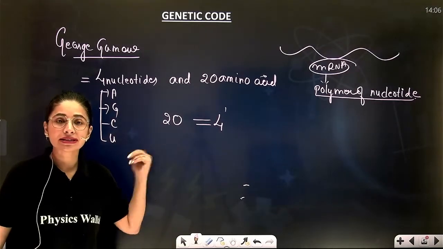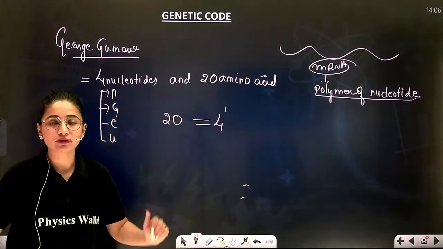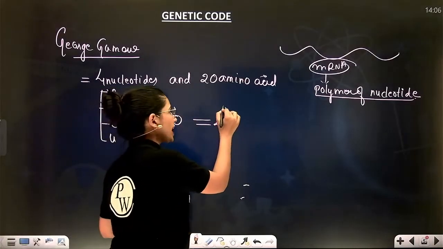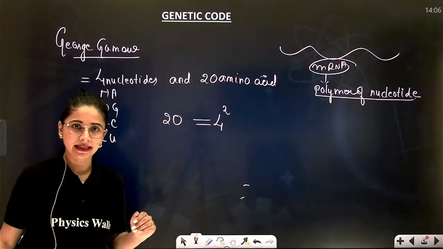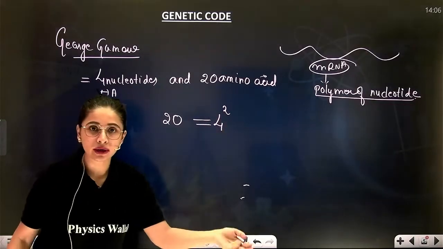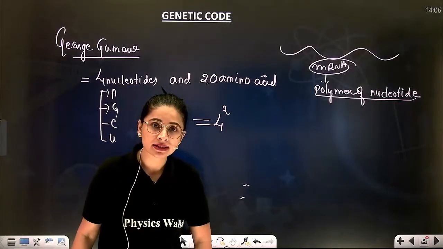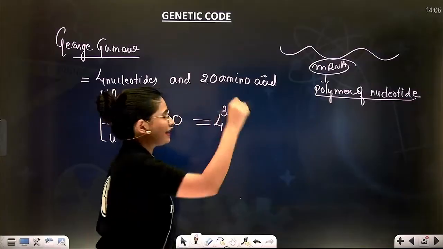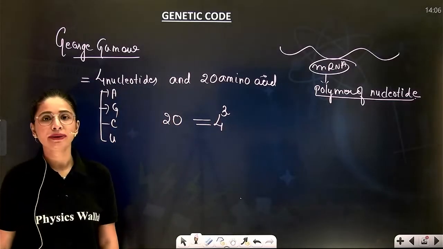So what about the 16 amino acids? They would not have been coded by any codon. If the genetic code had been doublet, not singlet, then 4 fours are 16 amino acids could have been coded, but you know we have 20 amino acids to be coded. That means the only possibility is that the genetic code should be triplet.